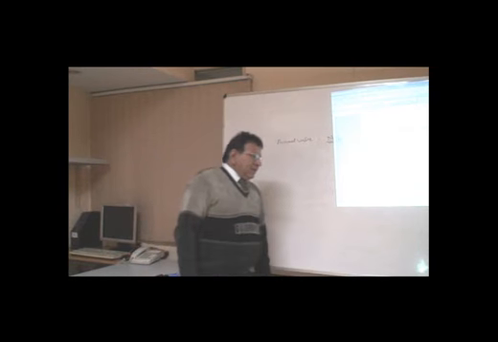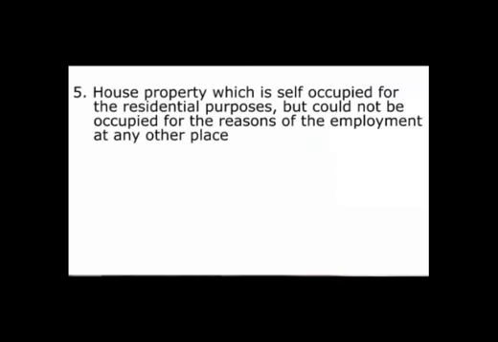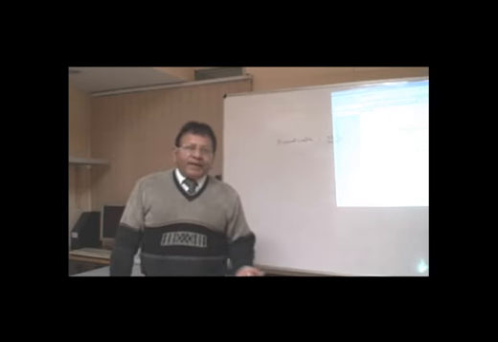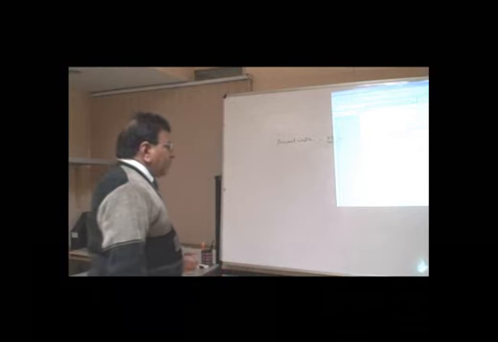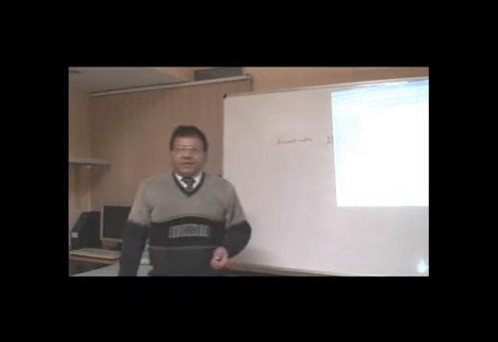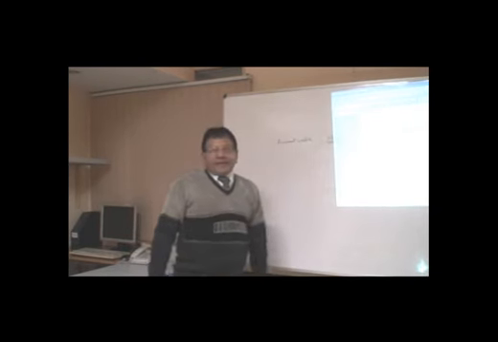Please remember it. The next category is house property which is self-occupied for residential purposes, but could not be occupied for reasons of employment at another place. It means a person owns a property for self-residence, but he could not occupy it due to his employment being at some other place, so it was just vacant. In both these cases, the annual value of the property shall be taken as nil.